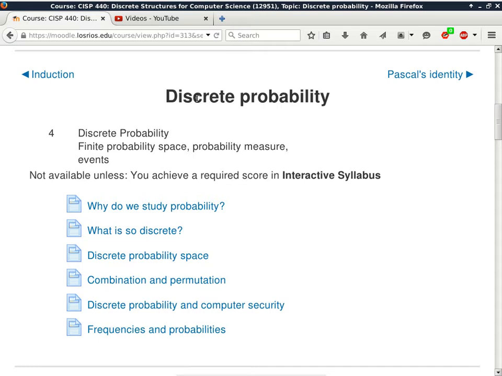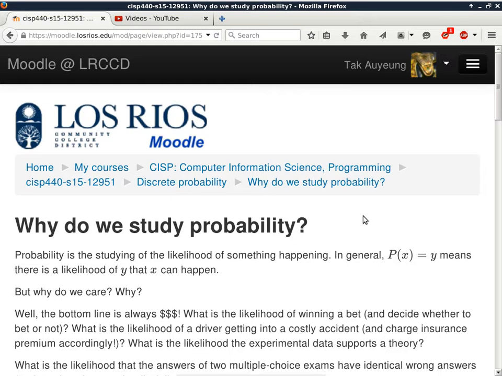Discrete probability is the beginning part of probability, and we'll talk more about probability in this class as well. But this is the starting point. So the starting point is, why do we even care about probability?